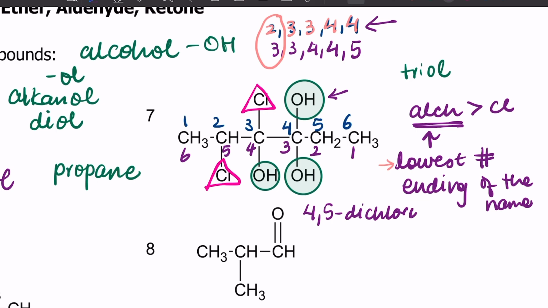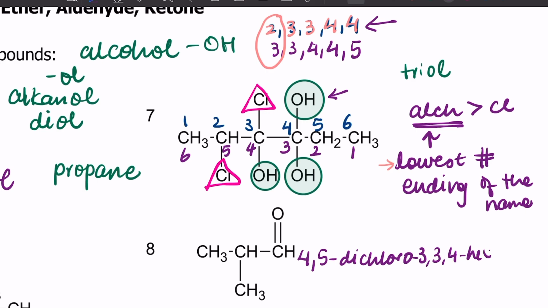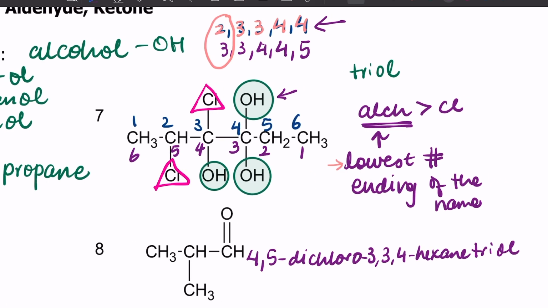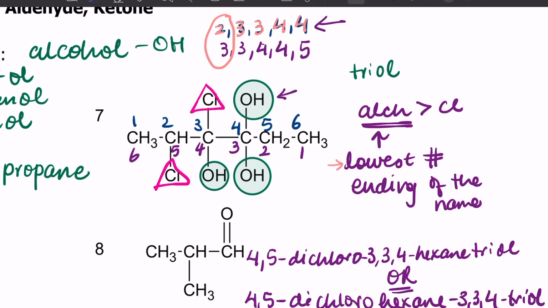So then the name of this compound becomes, we name the prefix first, so we would say 4,5-dichloro, and the longest carbon chain is 6 carbons long, so this is hexane triol. So we can either write the numbers first, 3,3,4 hexane triol, or you could write this as the same thing as above, 4,5-dichlorohexane-3,3,4-triol. Again, please notice that we have used the hyphens going from numbers to letters or letters to numbers. We have used commas to distinguish between numbers.